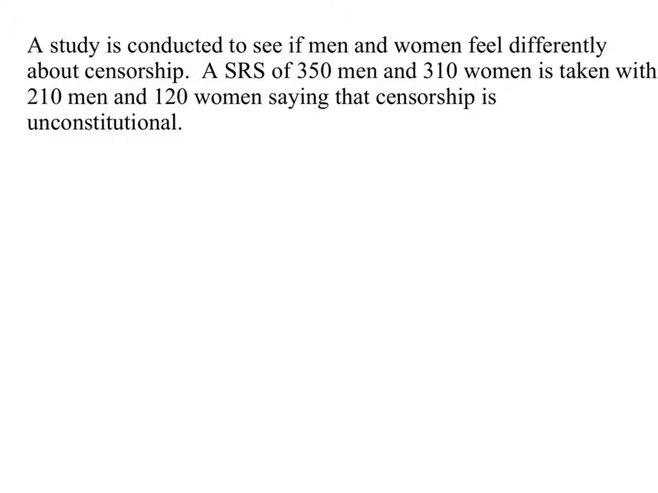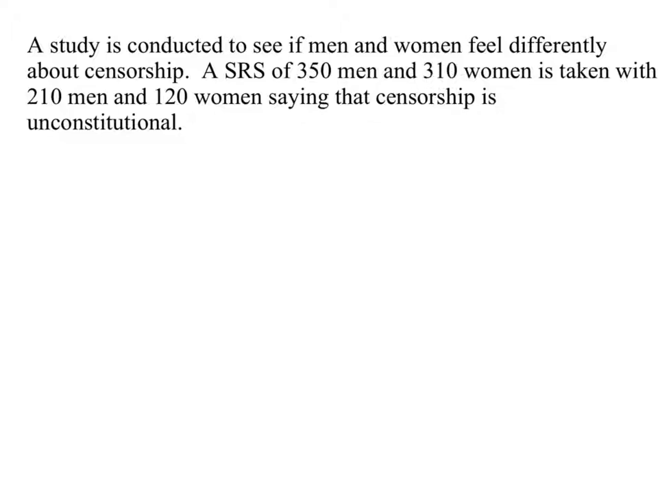So, a study is conducted to see if men and women feel differently about censorship. A simple random sample of 350 men and 310 women is taken, with 210 men and 120 women saying that censorship is unconstitutional. I want you to notice that we have two distinct samples now. We have two n's, or sample sizes. In that menu of tests on your calculator, oftentimes you have to decipher which one you're going to use. One of the first things I would decide in reading a hypothesis test or confidence interval problem is how many samples were taken. In this case, it is 2.